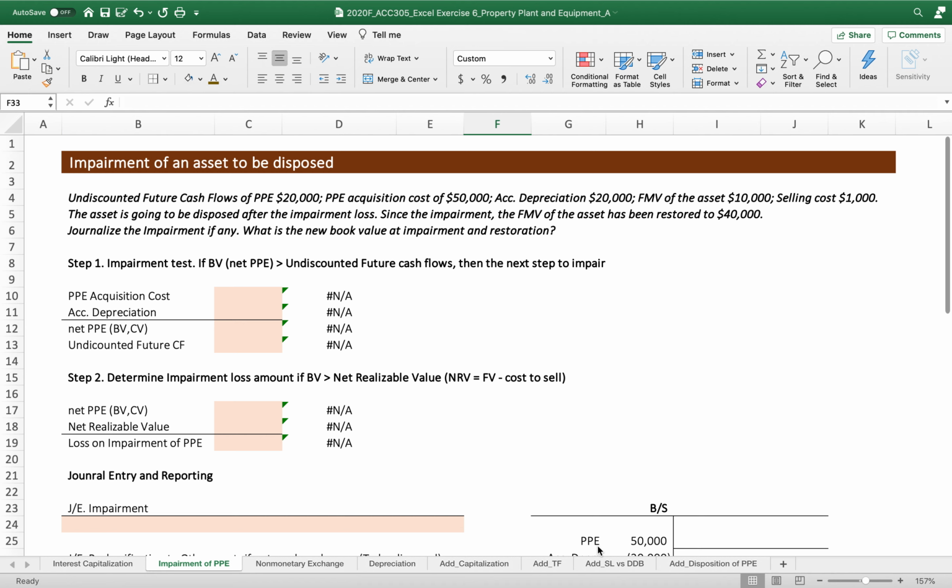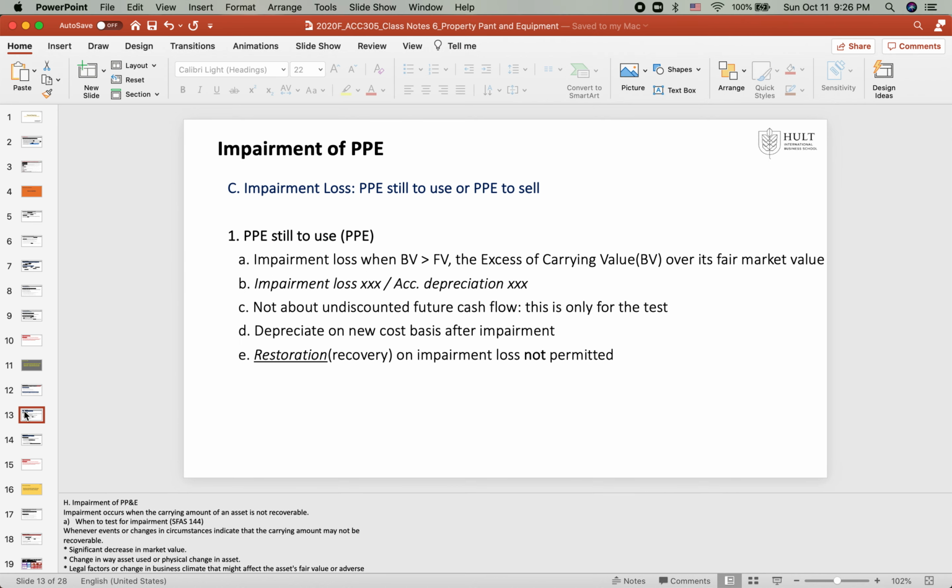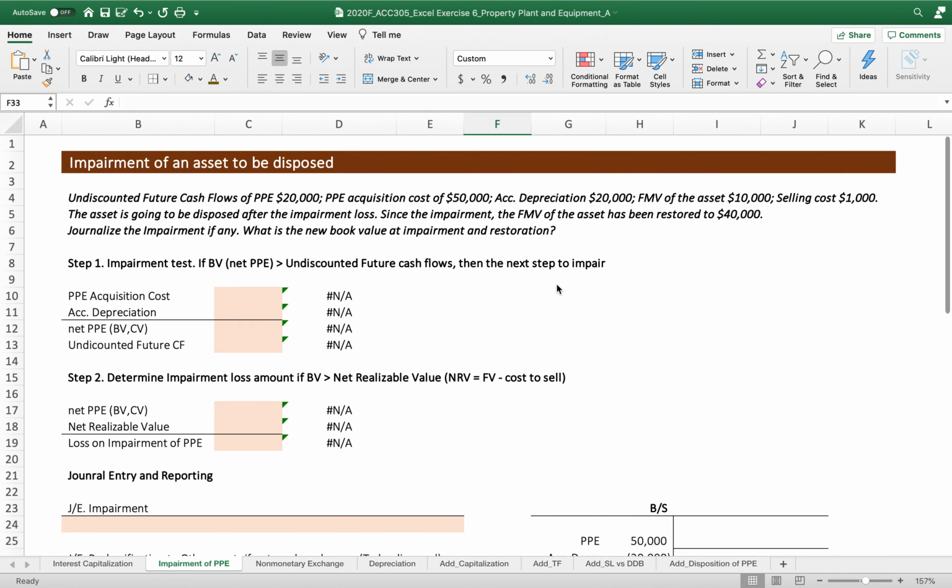Hello students, I will practice how to impair an asset to be disposed. As we discussed in class, impairment occurs whenever the carrying or the book value of an asset is not recoverable. And we have two cases to impair the PP&E: the PP&E still to use or PP&E to dispose. So this case is covering the PP&E to be disposed.